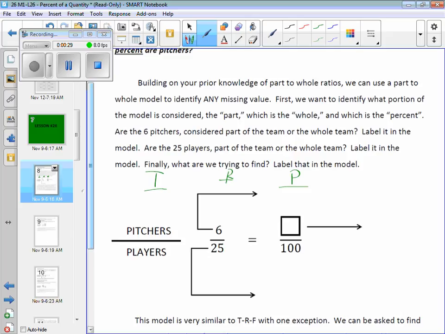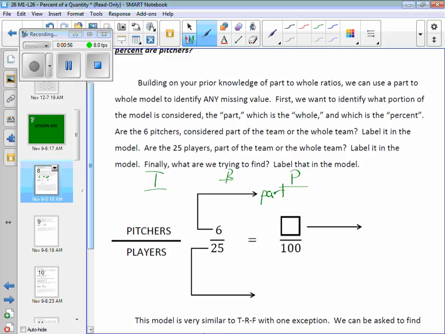And they want you to identify which of these parts with the arrows is the part, which is the whole, and which is the percentage. So starting with the 6, is that the part, is that the whole, or is that the percent? Go. Good job. Label it. That's all they want you to do is label that.